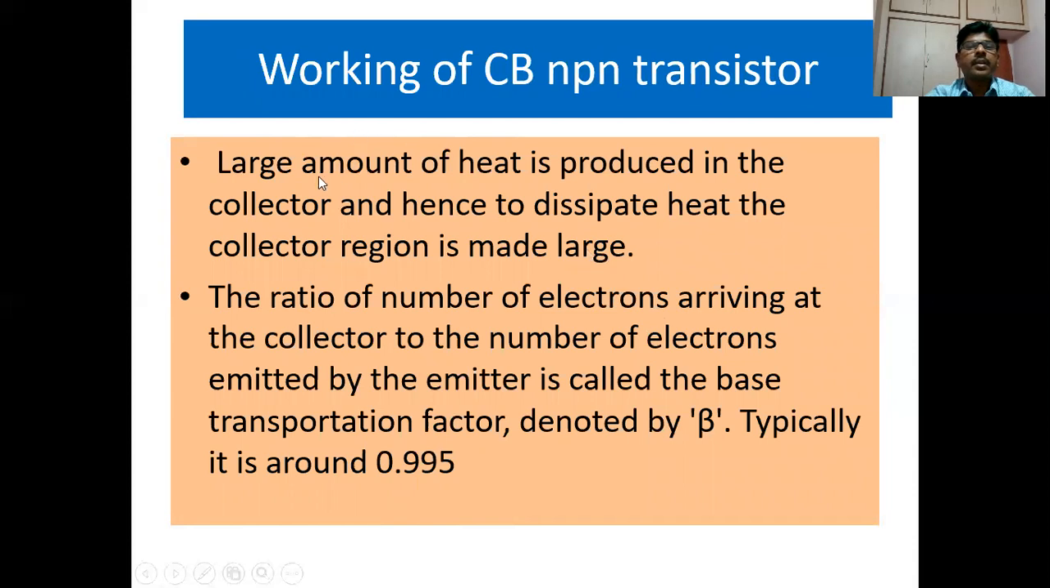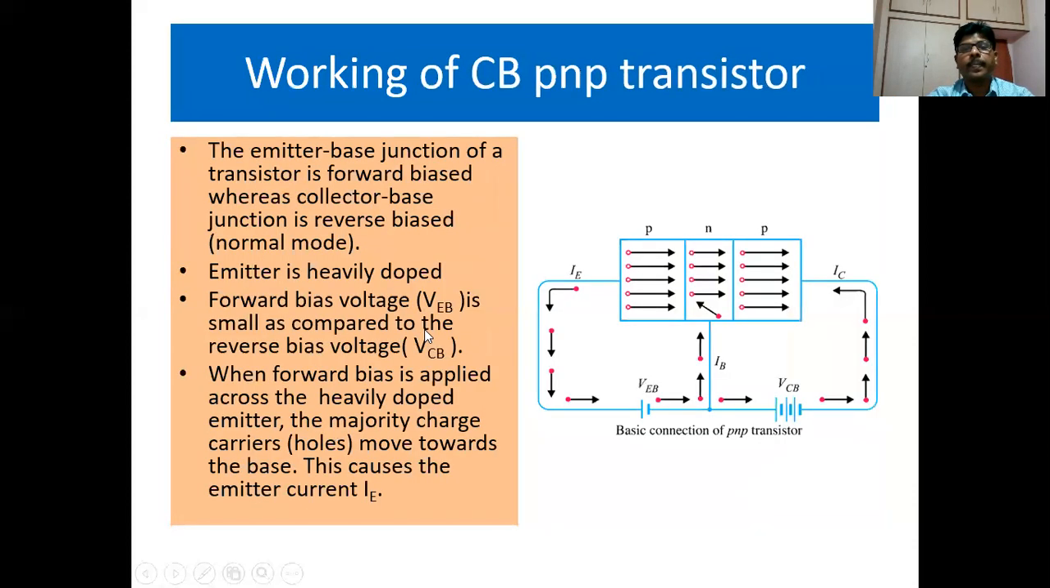Here we see a large amount of heat is produced in the collector, and hence to dissipate heat, the collector region is made large. The ratio of the number of electrons arriving at the collector to the number of electrons emitted by the emitter is called the base transportation factor, denoted by beta. Typically, beta is around 0.995.